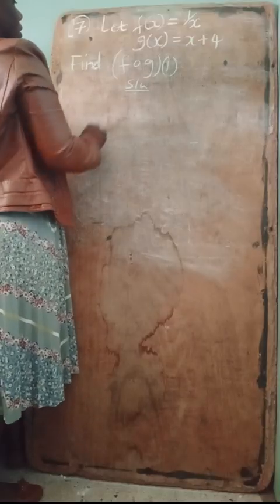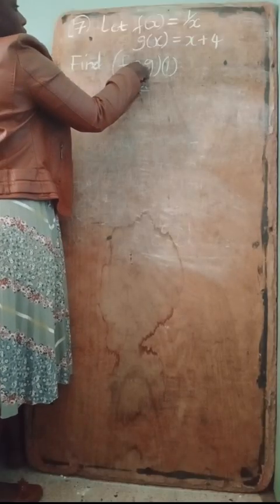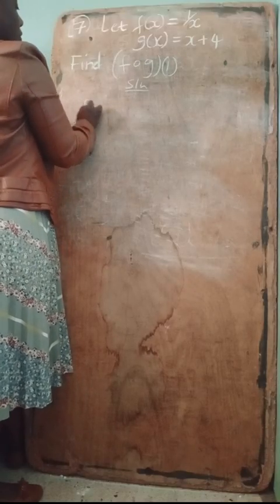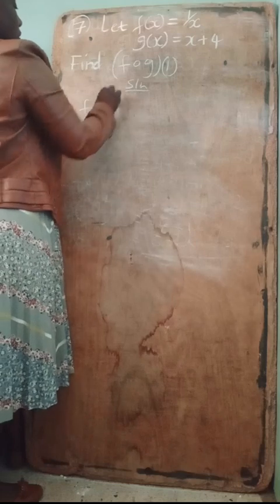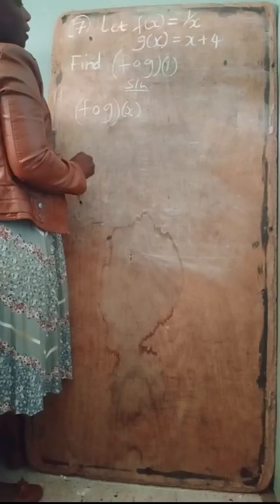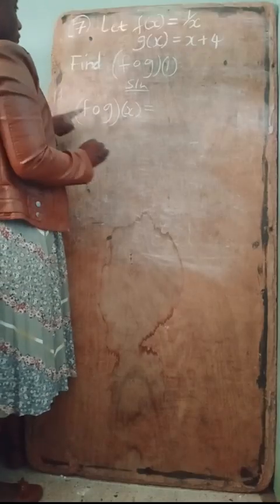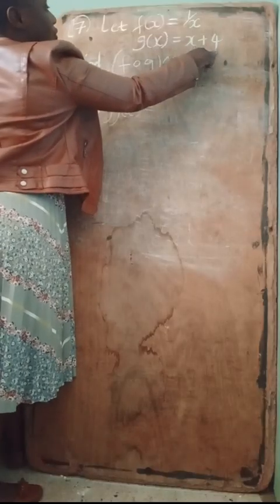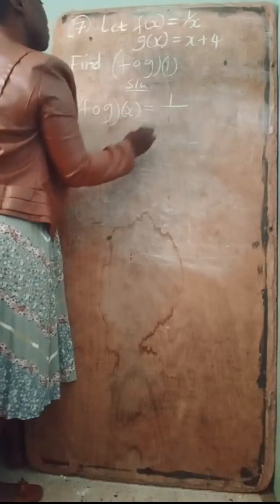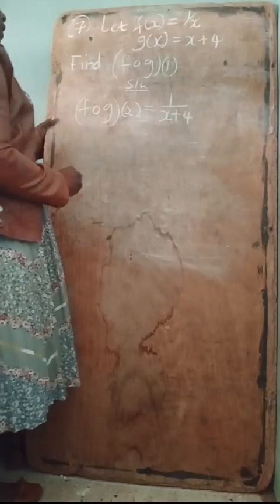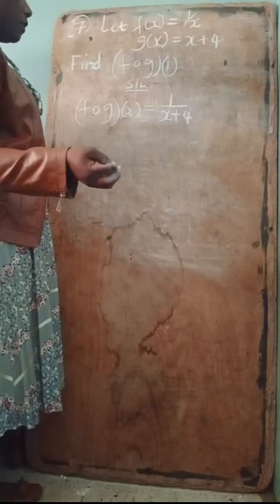Solution. In the function of f, we are putting the function of g this time around. So we are saying f of g of x first. In the function of f, where there is x, we are putting the function of g. So it will be 1 over x plus 4. Okay? We have made a composite function.